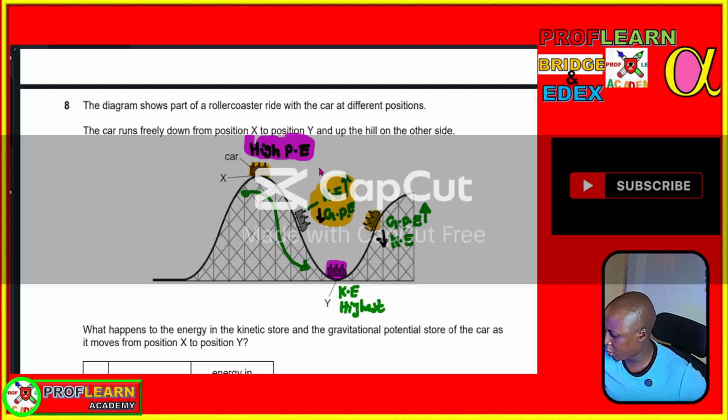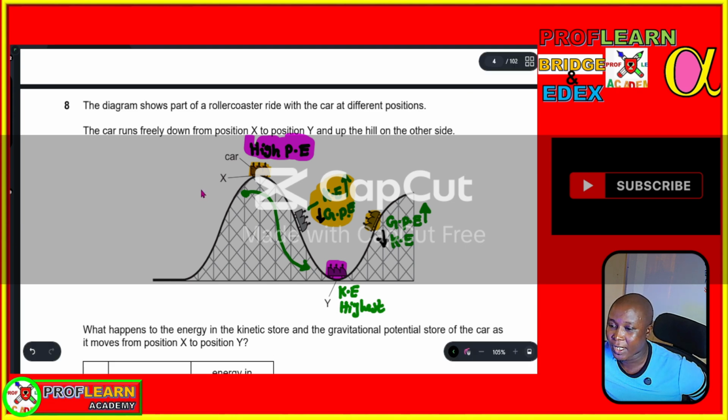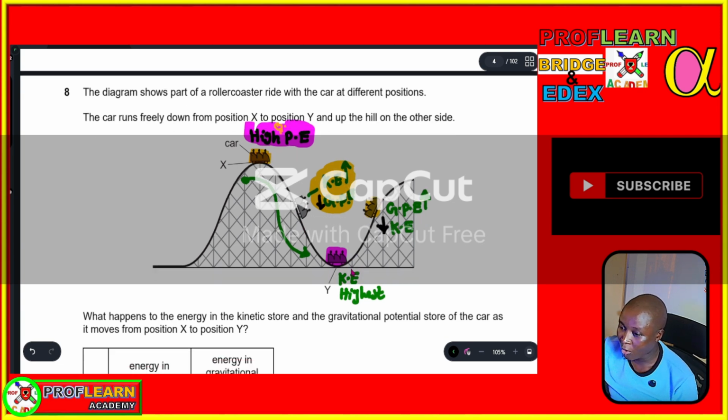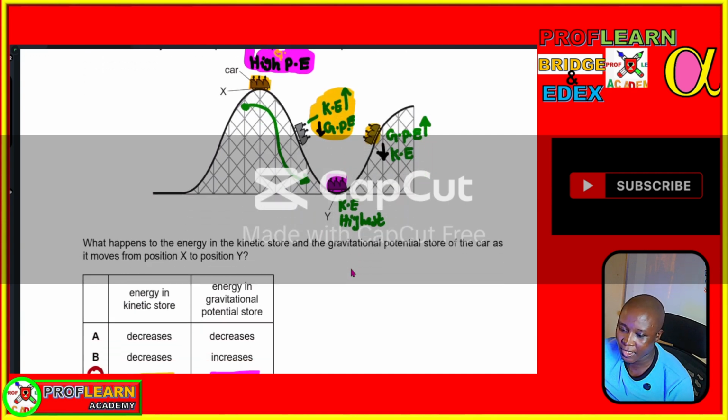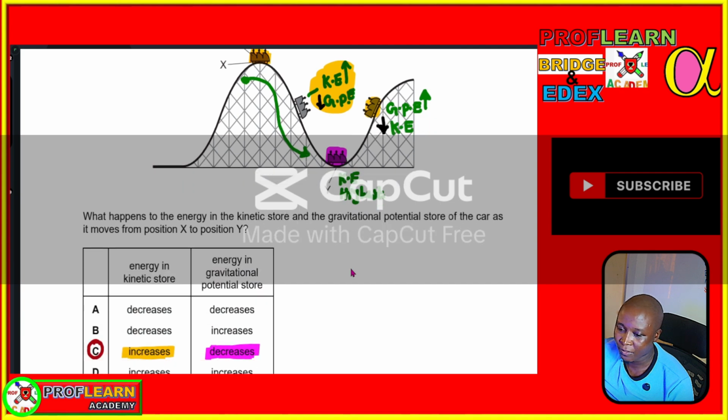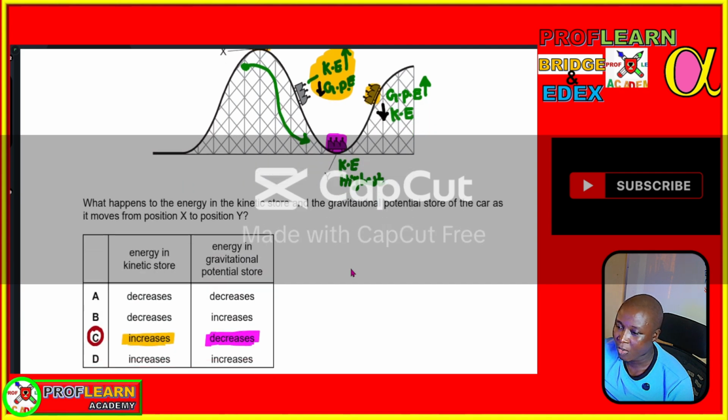So in question number 8, I keep mentioning momentum, but I'm talking about the law of conservation of energy. That energy cannot be created nor destroyed, but it can be converted from one form to the other. So at the highest point we have high gravitational potential energy. As the car moves down, potential energy will be decreasing as kinetic energy is increasing. So which means that at point X we have kinetic energy there as it's moving down from X to Y.